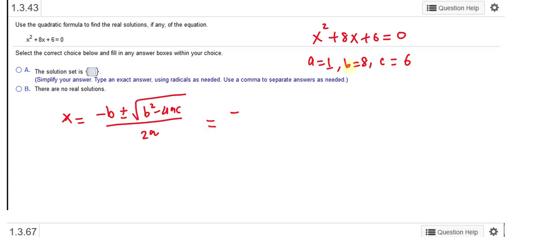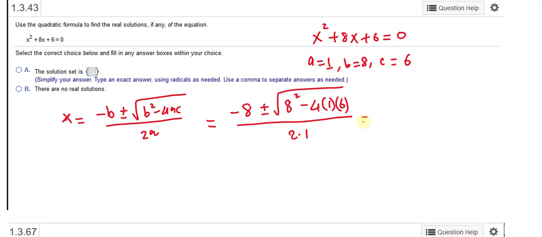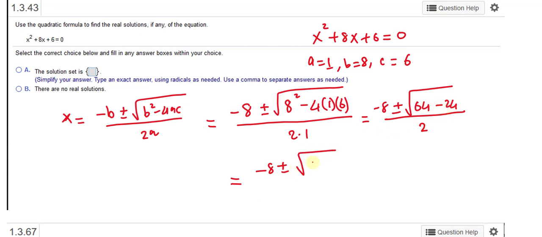Minus b, which is minus 8, plus or minus the radical of b squared. b squared is 8 squared, minus 4 times a, which is 1, times c, which is 6, divided by 2a, and a is 1. So minus 8 plus or minus the radical of 64 minus 24, over 2 times 1, which is 2. And then you get minus 8 plus or minus the radical of 40, over 2.